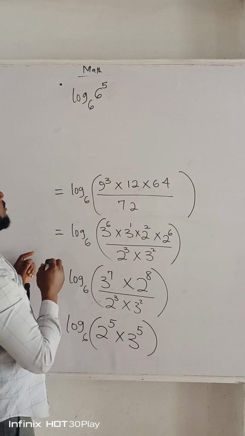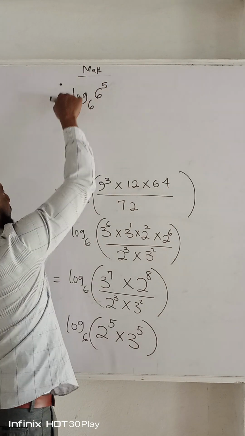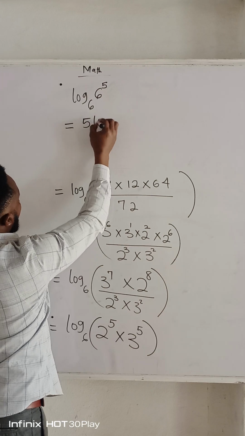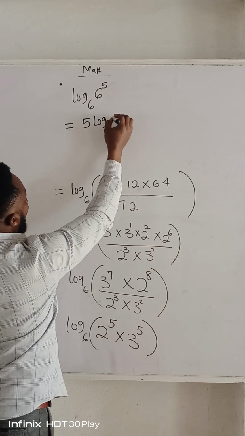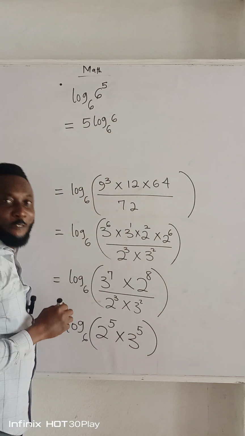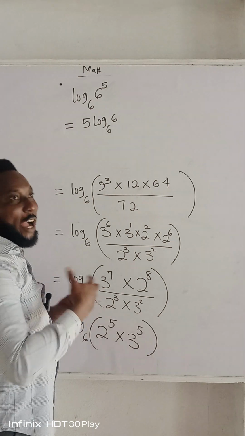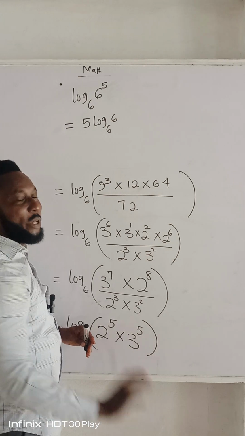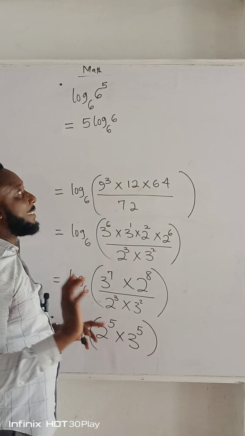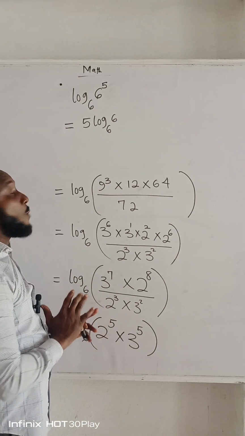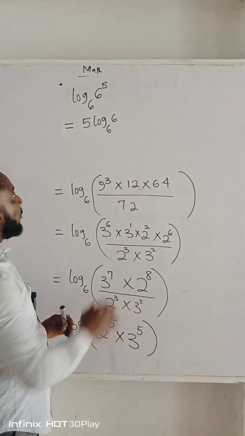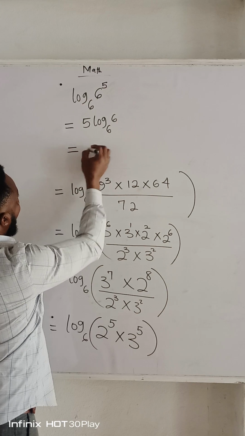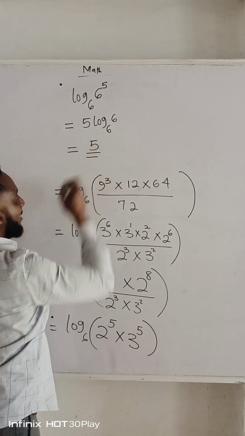From the power rule, this power will fall back to the back of the log. So I will now have 5 log to the base of 6 of the argument of 6. And finally, when you have log to a base of the same argument, the answer is 1. The base and the argument, whether a number or a letter. So log to the base 6 of the argument 6 is 1. So we are left with 5 as the answer.